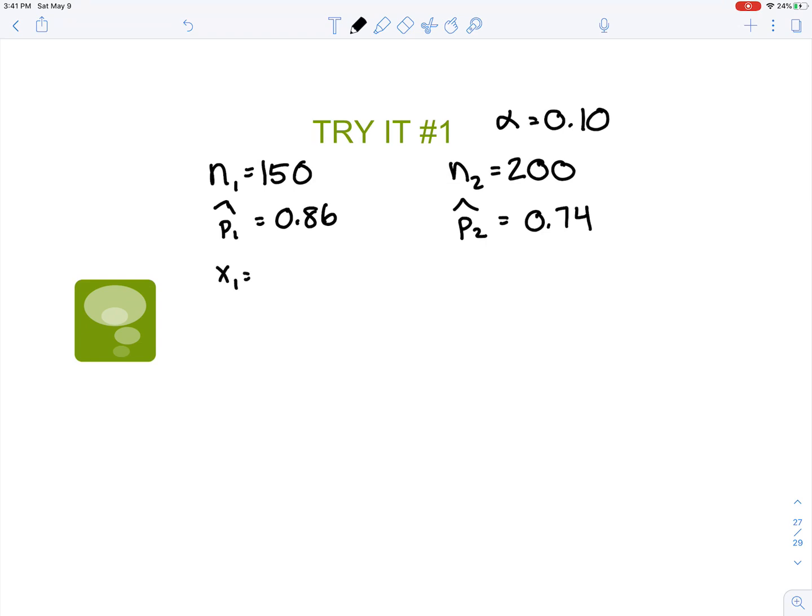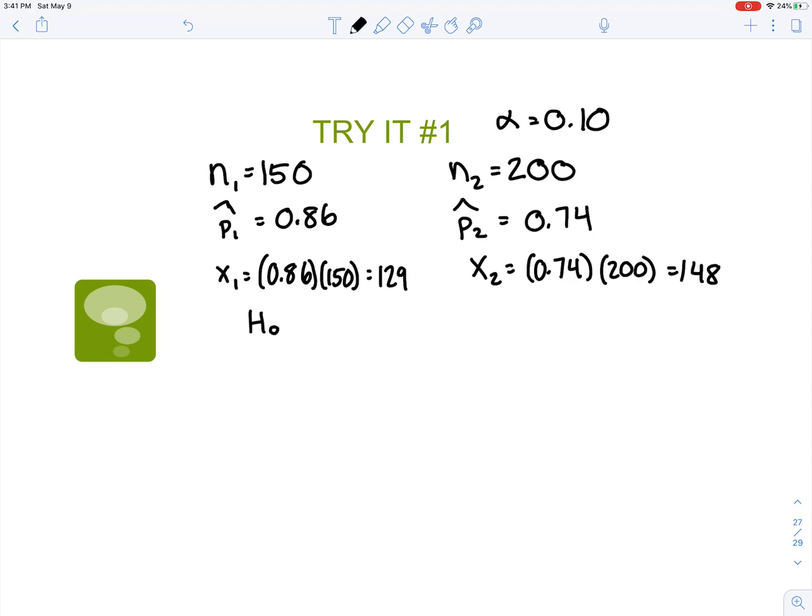Okay, so the next thing we need is our x1. Well, 86% of 150 will give me my x1, and 86% of 150 is 129. x2 would be 74% of 200, which would be 148. The claim is that it's the same. So H sub 0 would be p1 is equal to p2. That's my claim.